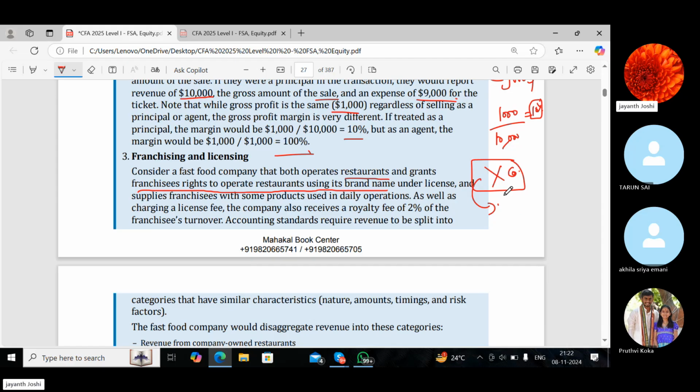So a license is nothing but they are giving you a firm permission to run their outlets by signing the contract with them, by granting you some rights, and supplies franchisees with some products used in daily operations as well as charging a license fee. The company also receives a royalty fee of 2% of the franchisee's turnover.